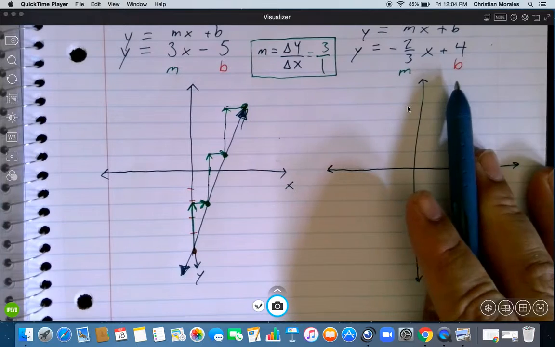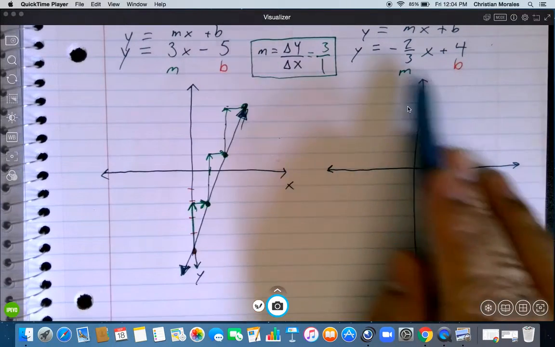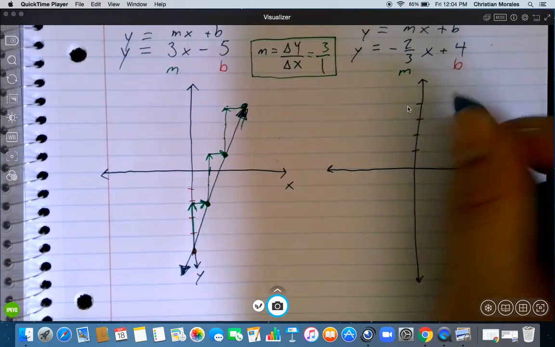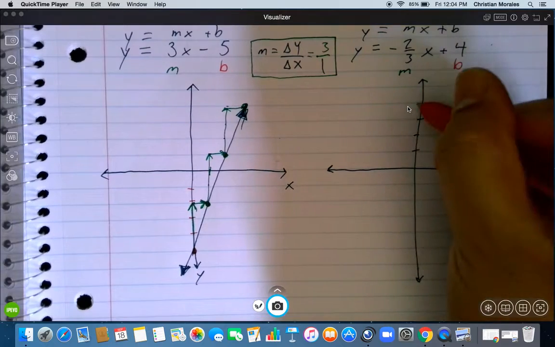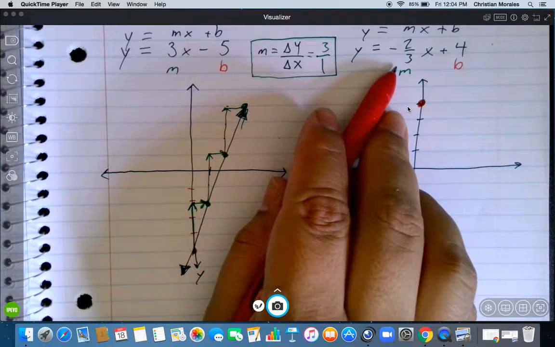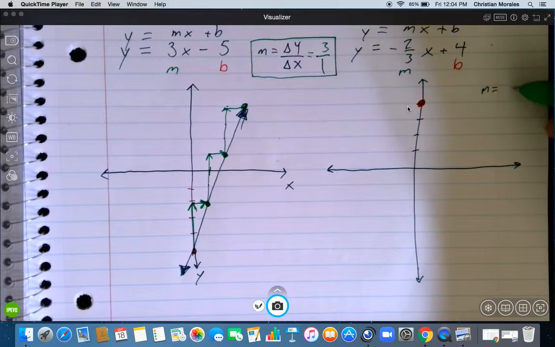Okay, over here. Here my starting point isn't a negative. Right here was a -5. Here it's a +4. So I'm going to go 1, 2, 3, 4. This is my y-intercept. This is my initial value, my starting point. My slope is already a fraction, which is good news for me. So my slope is -2/3.